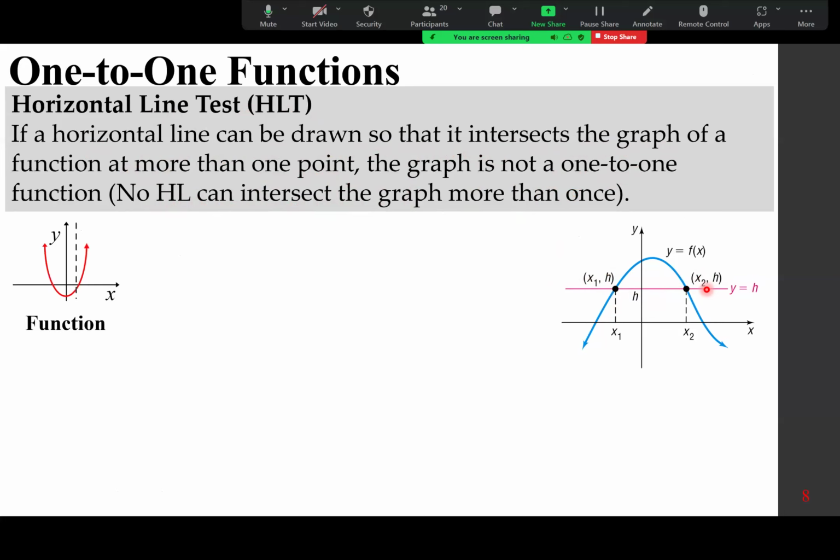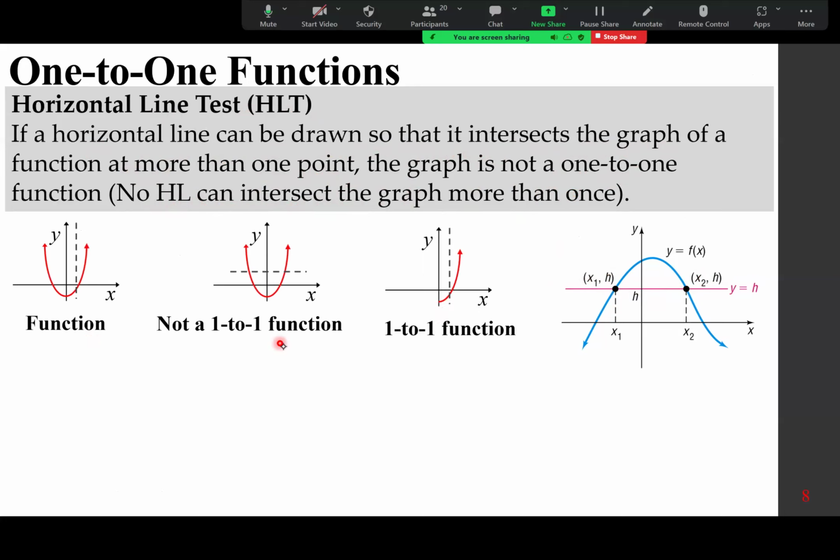If you look at this one, is this a function? Yes, it passes the vertical line test. Is this a one-to-one function? No, it fails the horizontal line test. However, if we cut it from the vertex into two halves, each half is a one-to-one function.